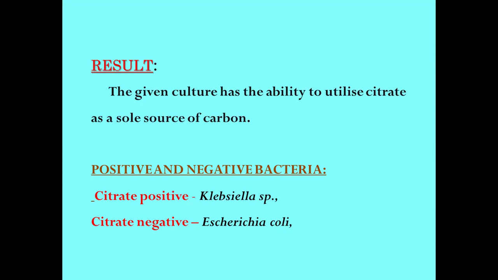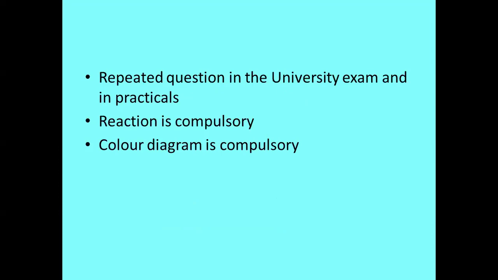I explained this test in a simplified manner so you can quickly understand the IMViC test. This is a repeated question in most universities, in both theory and practical. If you explain with the chemical reaction and a colored diagram, including the indole production with the cherry red color on the top layer, and with the explanation of these three organisms, that is very much sufficient to get full or good marks. So thank you for listening.